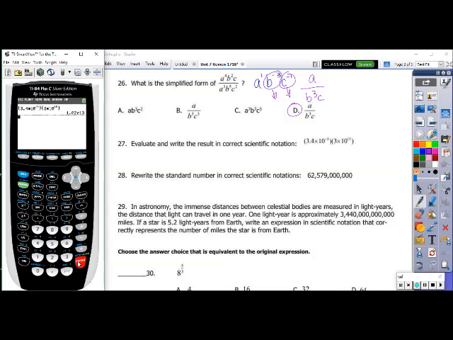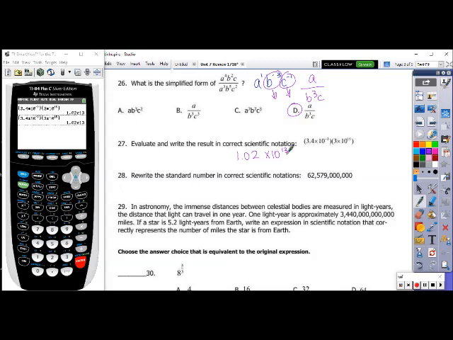Mine gave it to me in scientific notation. I'm going to double check the mode. I'm actually in scientific notation, so I'm going to change it back because sometimes, see, that one was, the number's just too big. It's automatically going to give it to me in scientific notation. So 1.02, remember that E is just times 10 to the 13th power.